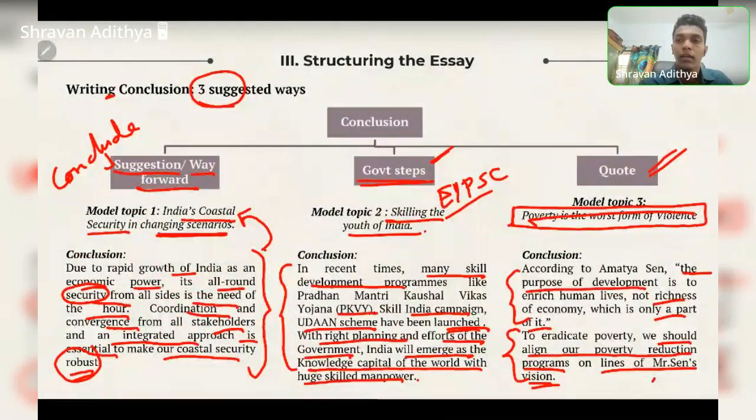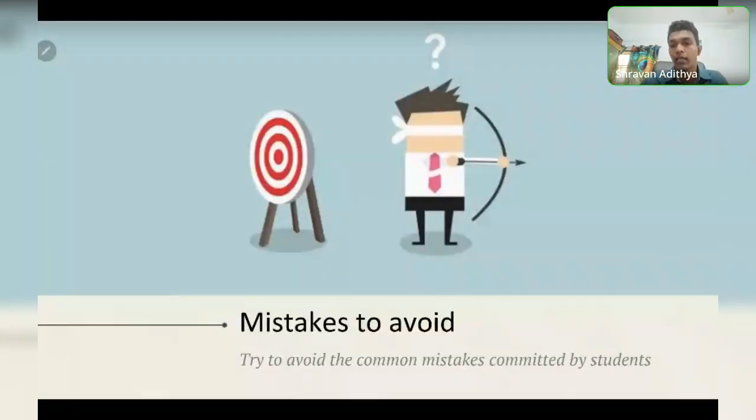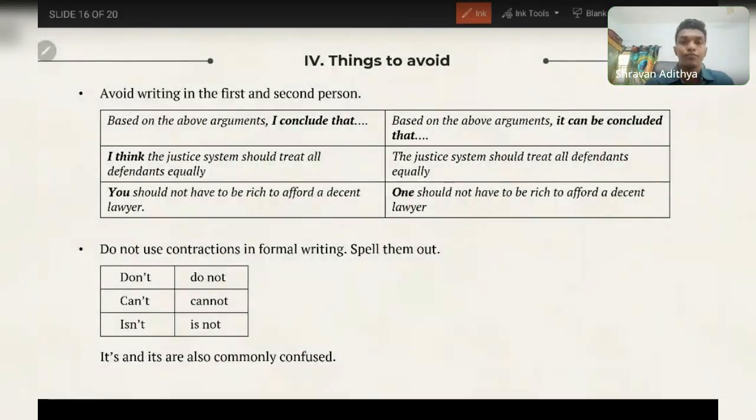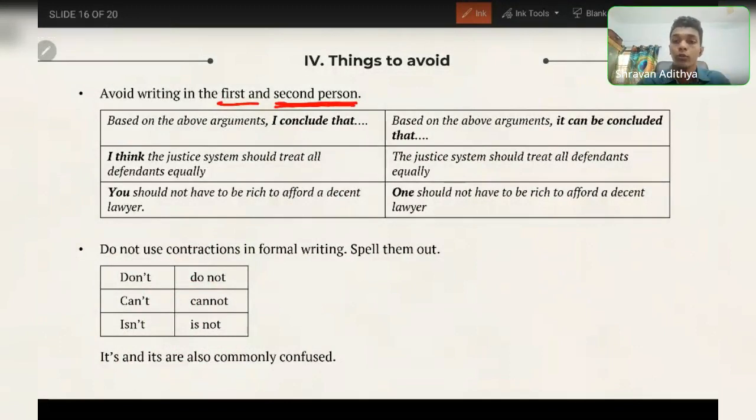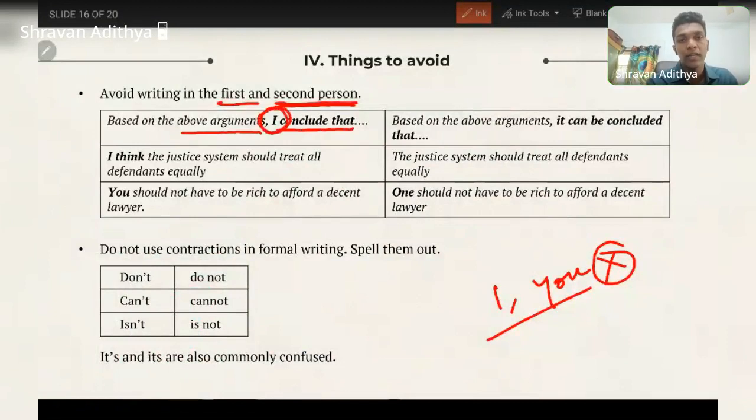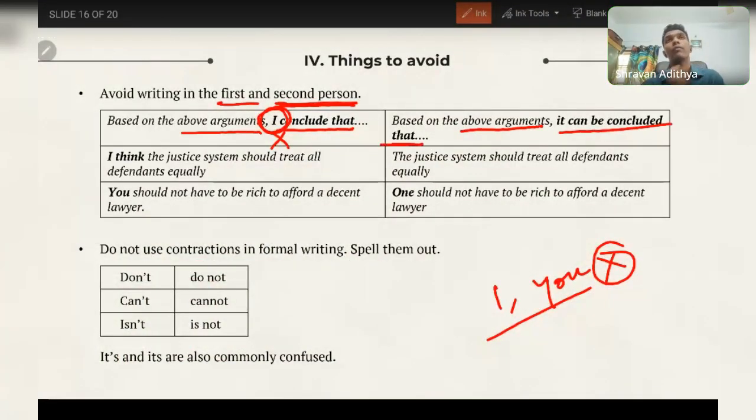After that, I just want to talk about certain mistakes that you have to avoid while writing the introduction, body, and conclusion. There are certain common mistakes committed by the students here. The first one is to avoid writing in first and second person. You do not use words like I, you, and so on in your essay. You have to write in third person. For example, "Based on the above arguments, I conclude that" should not come. Instead, "Based on the above arguments, it can be concluded that". Or "Based on the above arguments, one can conclude that". Or "Based on the above arguments, a person can conclude that".